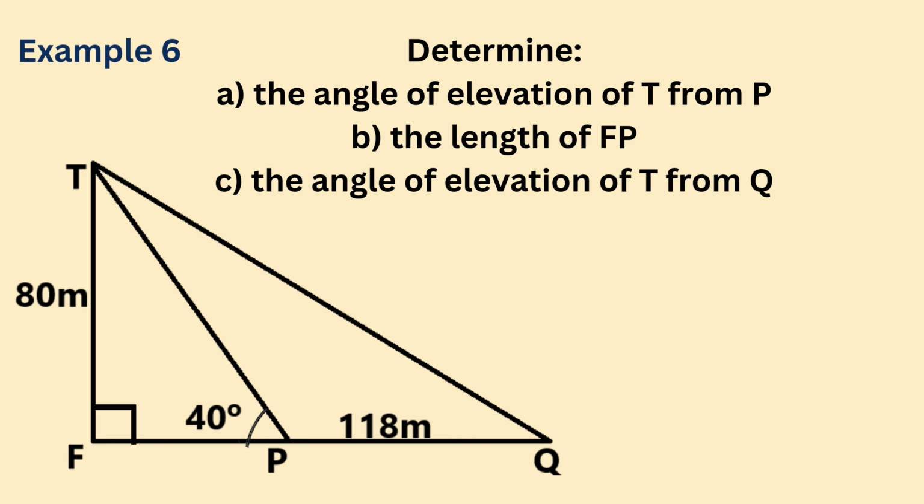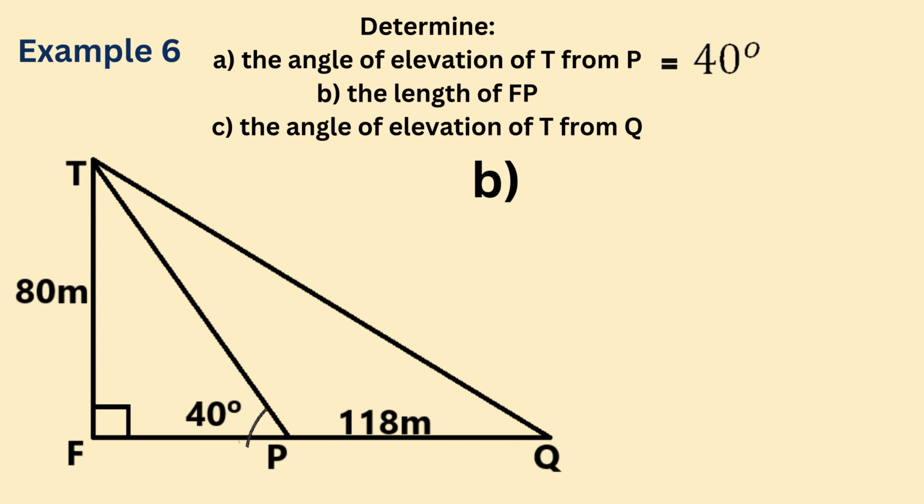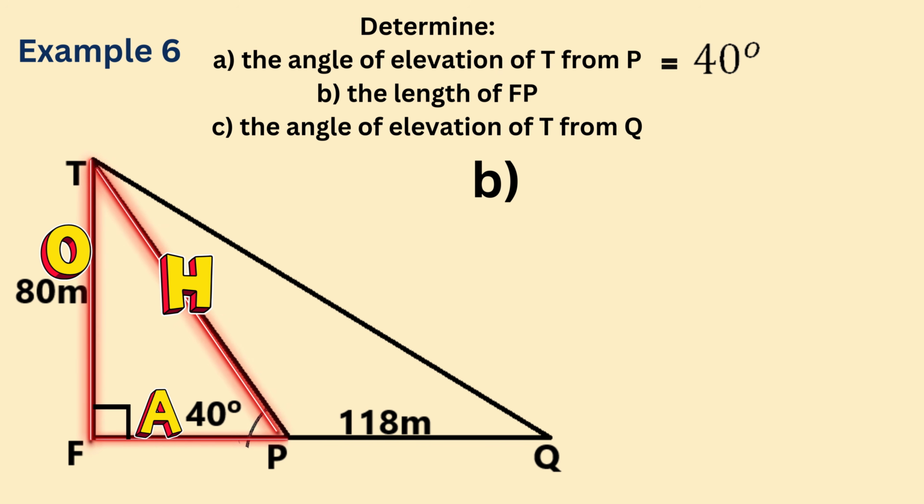The angle of elevation is an angle that is formed between the horizontal line and the line of sight. The angle of elevation of T from P is therefore 40 degrees. To find the length of FP, we need to focus on the triangle TFP. Let's label the sides relative to the 40-degree angle given. TP is the hypotenuse, TF is the opposite, and FP is the side beside the angle given, so FP is the adjacent. We were asked to calculate FP, the adjacent side, and we are given the opposite side.